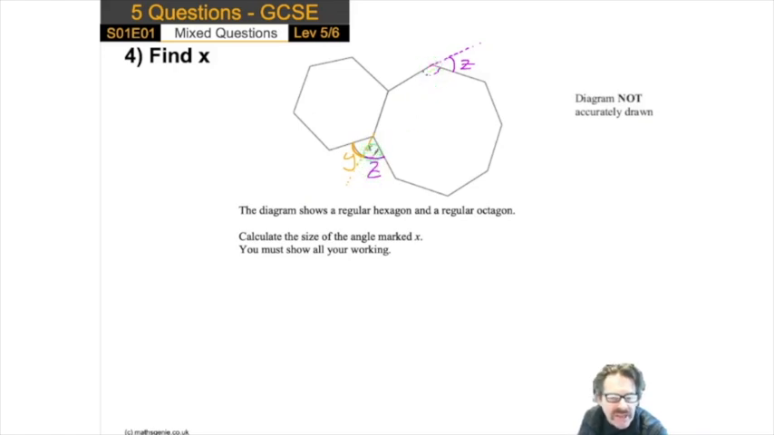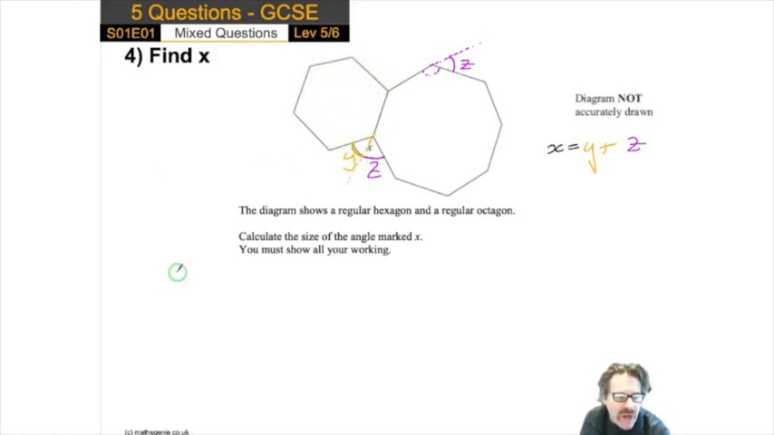So if I find the exterior angle of this shape and I add it to the exterior angle of this shape, then I will have my x. So I can start off by saying that x is going to equal y plus z. All I need to do now is find what y and z are. So to find the exterior angle of a polygon, all we do is we divide 360 by the number of sides. Okay, we divide 360 by the number of sides.